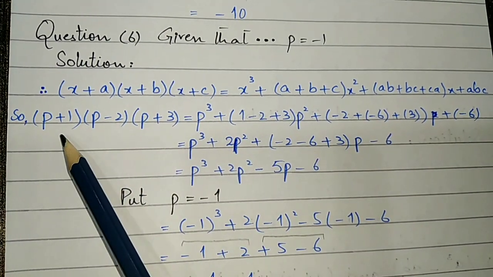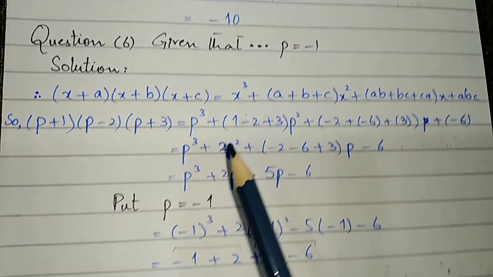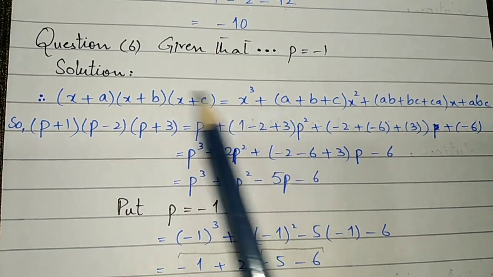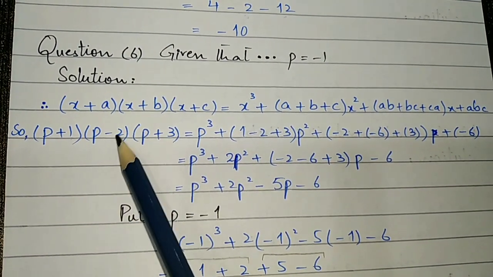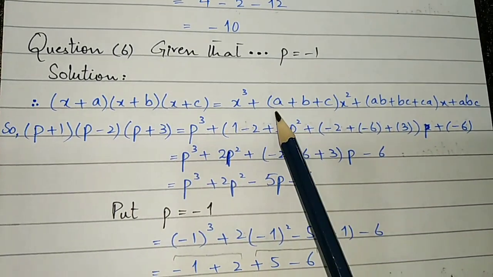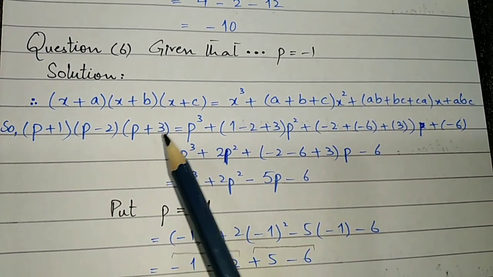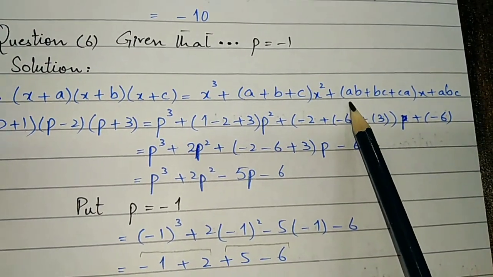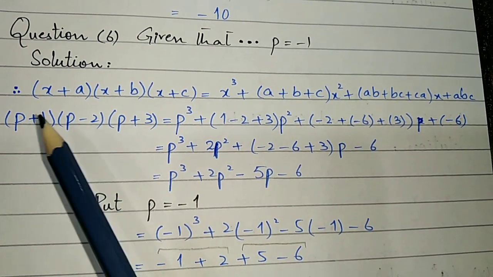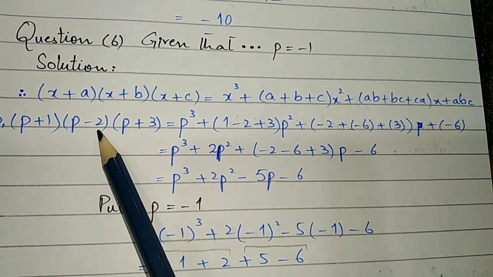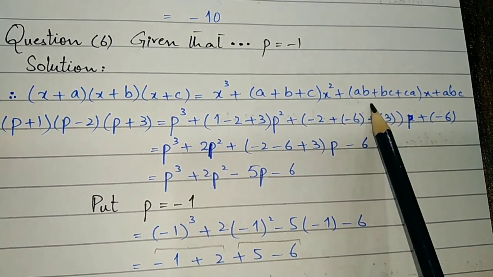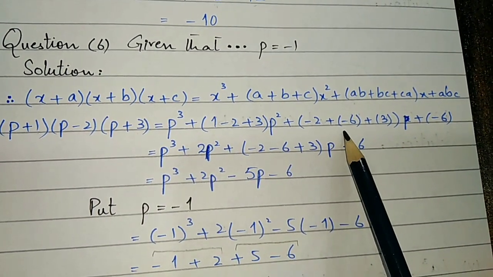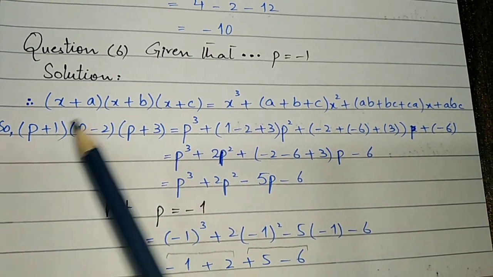Then we have to find the value of (p plus 1) times (p minus 2) times (p plus 3) equals. Here x is replaced with p. So we write p cube, plus, a is positive 1, b is -2 and c is positive 3, so a plus b plus c means 1 minus 2 plus 3, times p square, because x square is replaced by p square. ab means a into b, that is 1 times -2, plus bc, bc means -2 times 3, that is -6, ca means 3 times 1, that is 3.